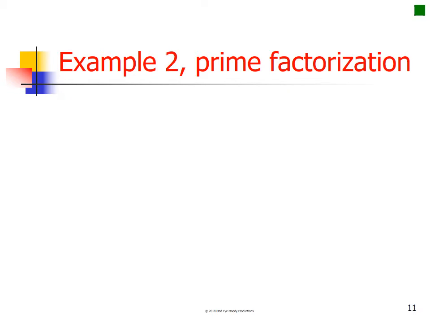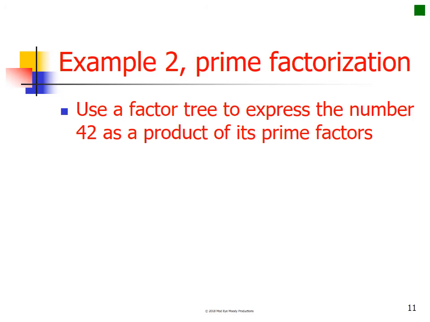Prime factoring numbers in the manner which was in example 1 can get to be fairly messy and difficult to follow. So what we usually use with prime factoring is something called a factor tree. So we're going to use a factor tree to express the number 42 as a product of its prime factors. So I want the factors of 42. So the first thing I'm going to do is list the factors of 42. That's really what you should do.